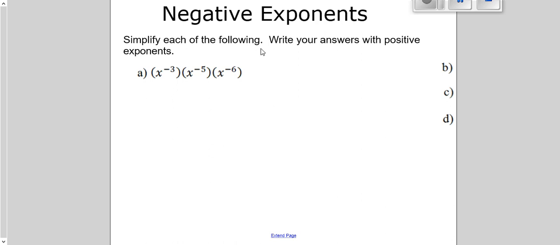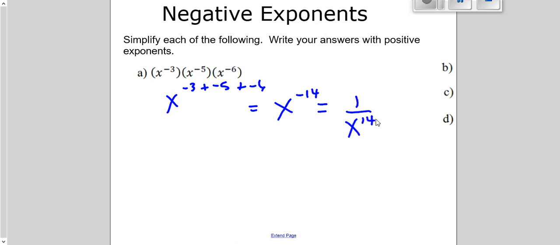Okay, so simplify each of the following. Write your answers with positive exponents. So we want positive exponents. Well, this is multiplication. So these are all being multiplied together, which means I'm going to add my exponents. So -3 plus a -5 is -8. -8 plus a -6 is -14. And of course, we don't want to leave it as a -14, so that's 1 over x to the 14.